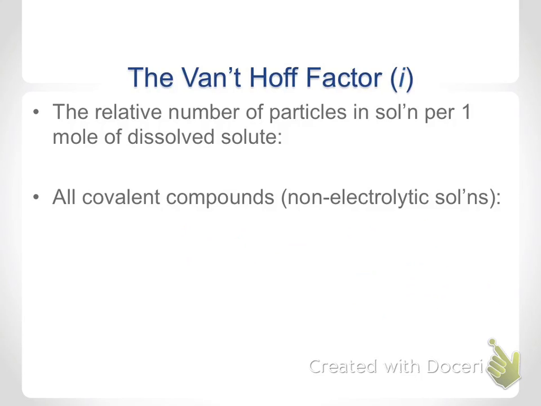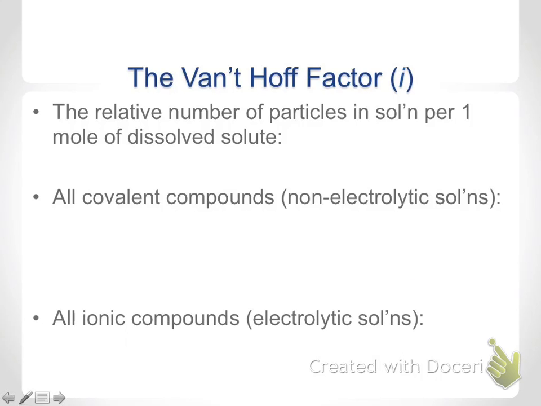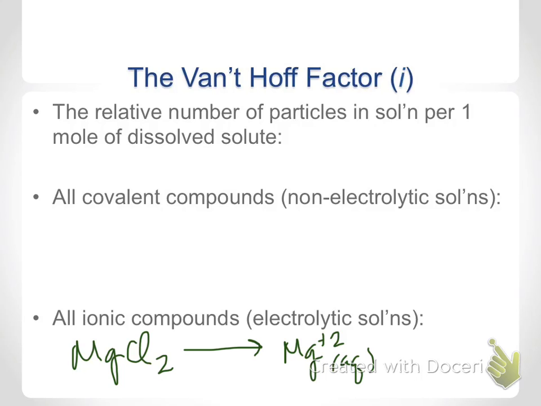But then we talked about ionic compounds that are electrolytic solutions that are going to dissociate, and it depends on how many moles of ions you have in solution. For example, if you have MgCl2 and that dissolves in water, you would have Mg2+ aqueous and 2 Cl- aqueous. Your Van't Hoff factor would be the sum of the coefficients of your ions. So we have 1 magnesium ion and 2 chloride ions, so the i value is 3.